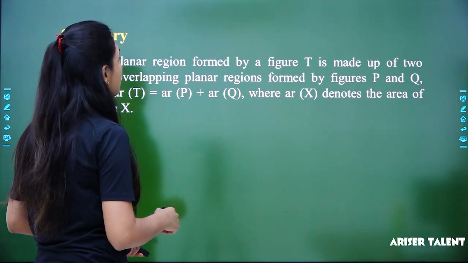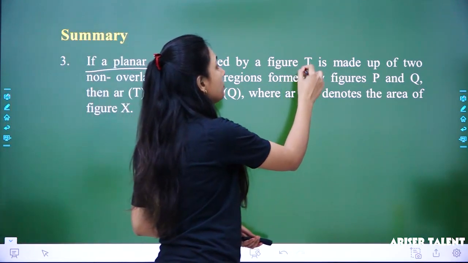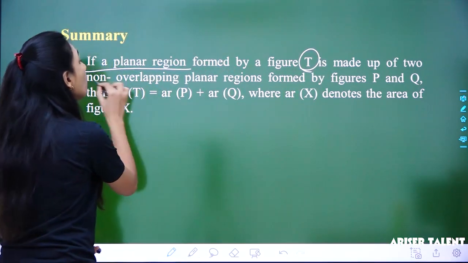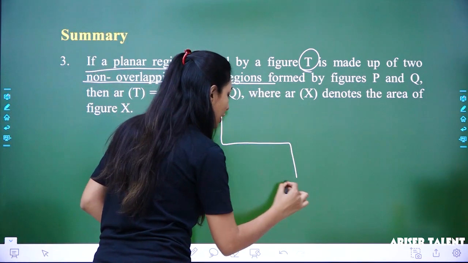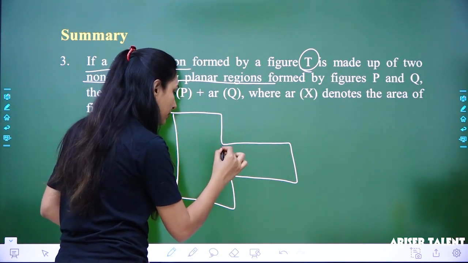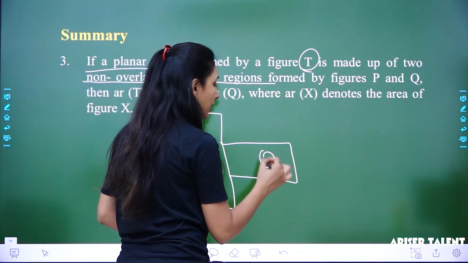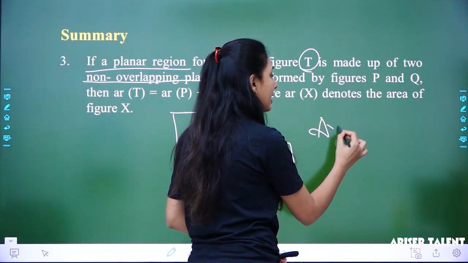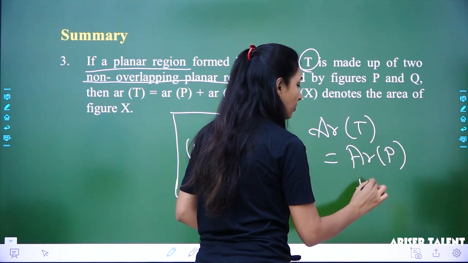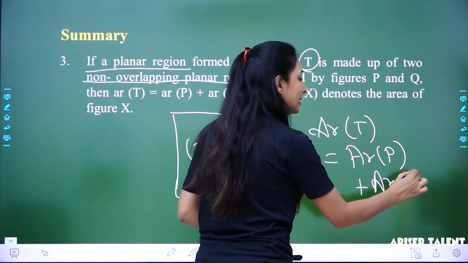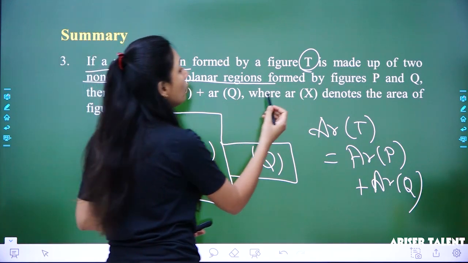Next, if a planar region formed by a figure T is made up of two non-overlapping planar regions, let's suppose it has a T shape here. It has two planar regions. One is this part, which is represented as area P, and the second is area Q. In this case, area T will be equal to area P plus area Q. The only condition is that area P and area Q should be non-overlapping.